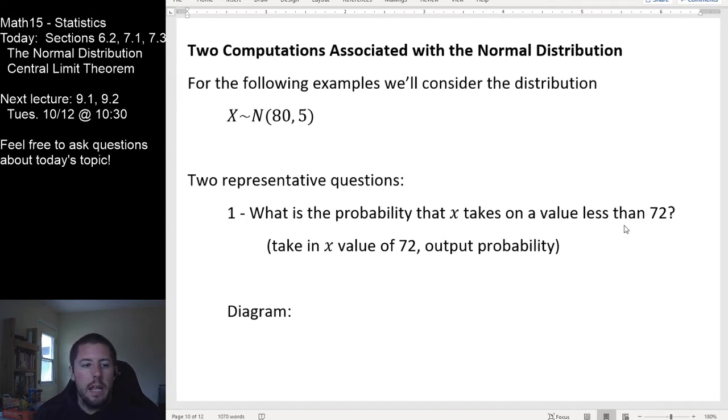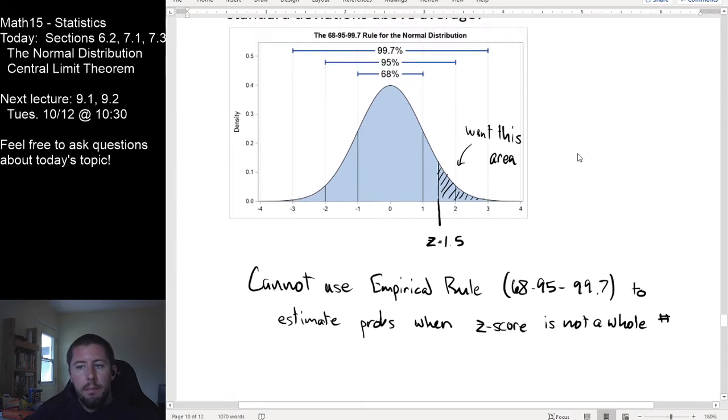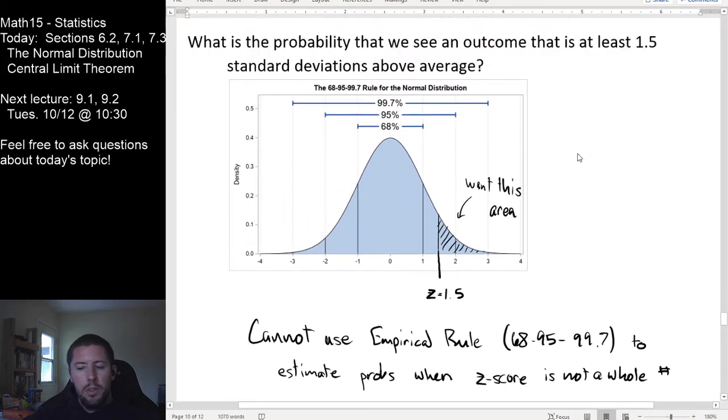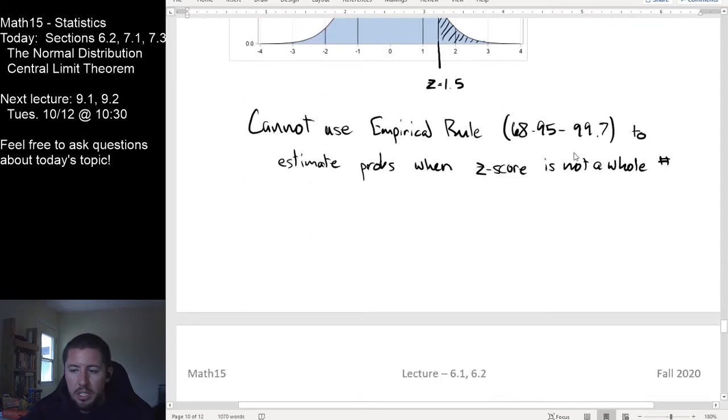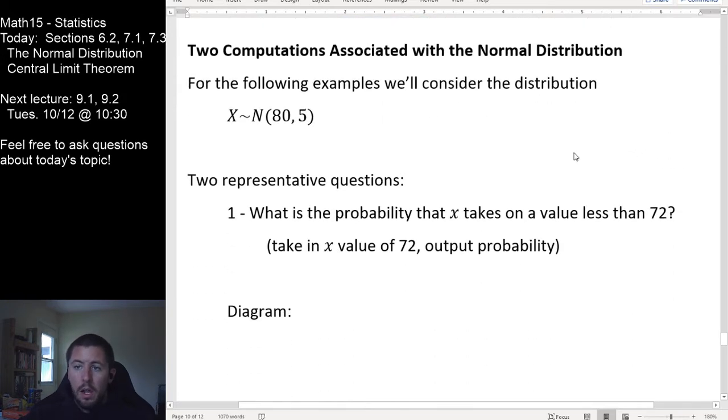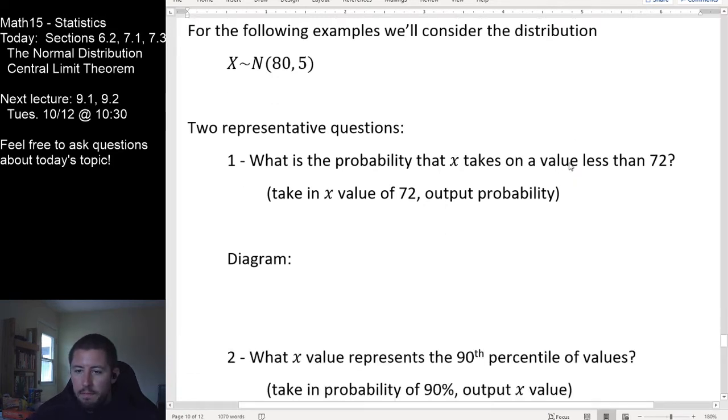So I'm going to walk through the Excel computations here today. What we're interested in doing, again, is computing probabilities associated with the normal distribution in the scenarios where the empirical rule won't do it for us, when we don't necessarily have a whole number of standard deviations. So let's take a look at a couple of examples here. We're going to do a couple easy ones, and then we'll do a couple that are a little bit more tricky where we've got to be careful.